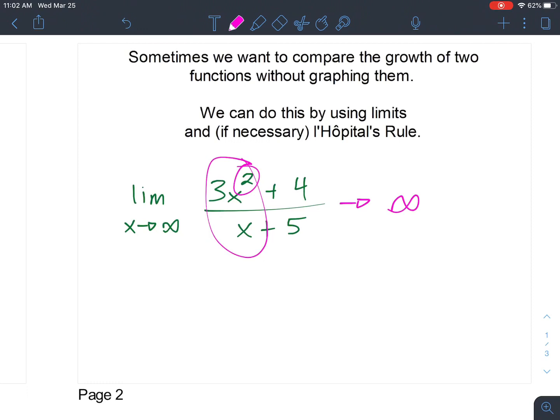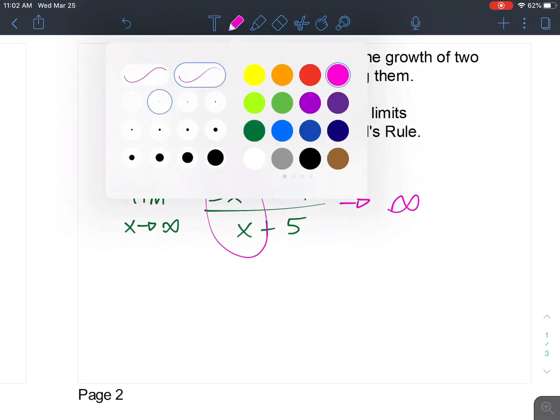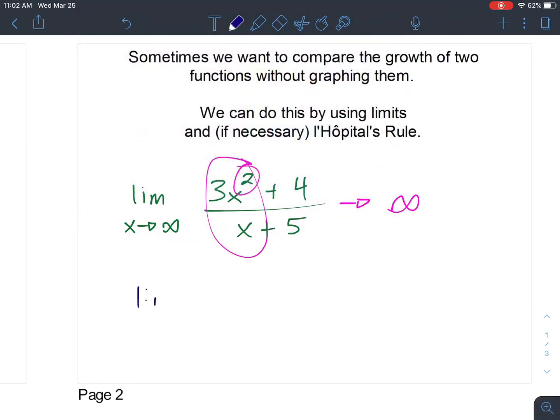Now we're going to move on to other types of functions as well. So you're going to be asked a similar question. It's just that this time you might be asked, between e to the x and x squared, which one is going to grow faster? And the notes here are going to tell you the answer to that question.